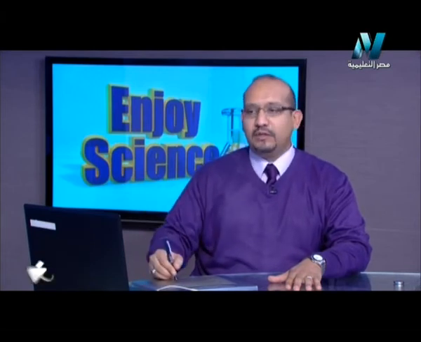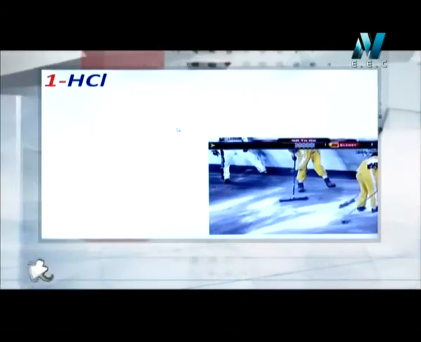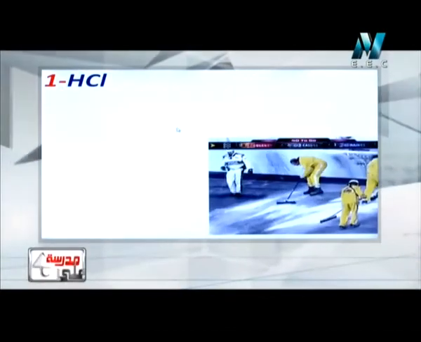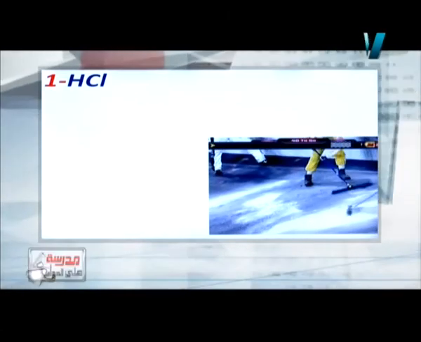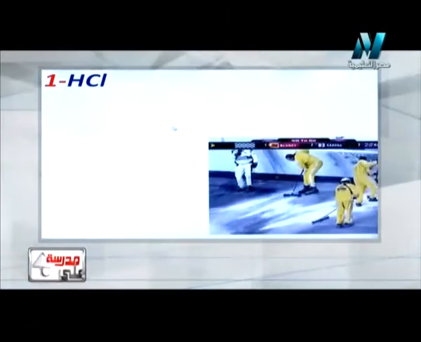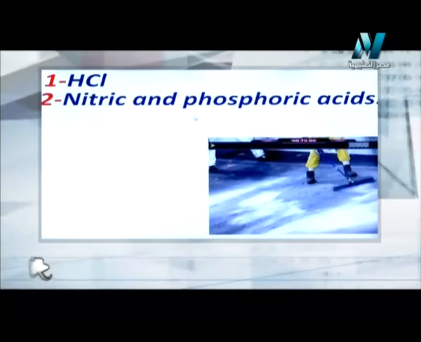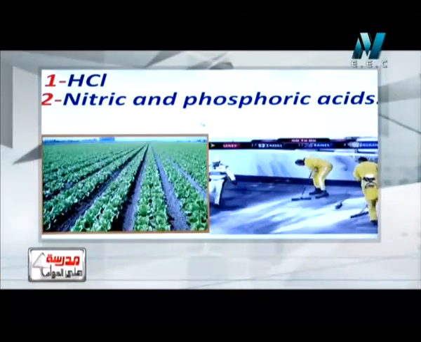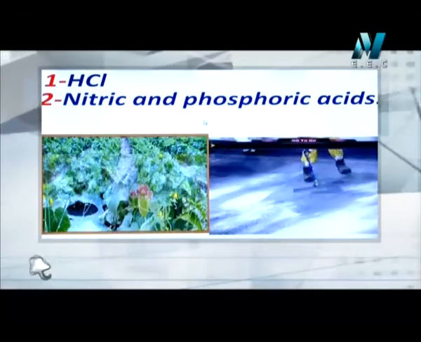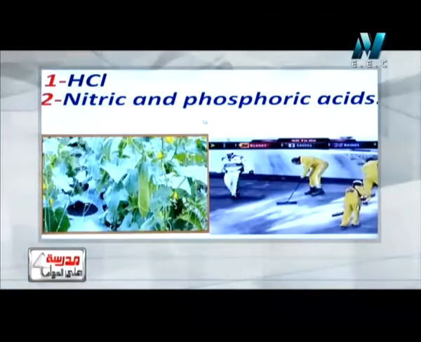Dear students, on the monitor here we have number 1, hydrochloric acid. Hydrochloric acid is used in detergents, يعني منظفات، زي ما بنحط كلور في البيت عشان ننظف، طبعا هو مش كلور. Nitric and phosphoric acid are used in fertilizers اللي هي الاسمده.